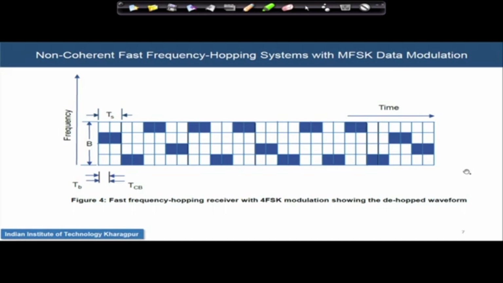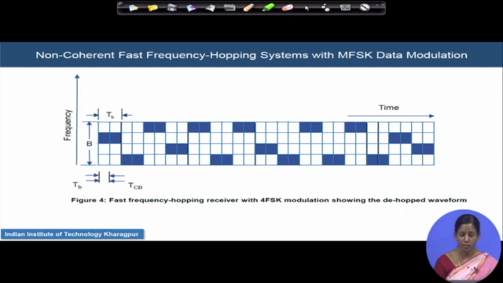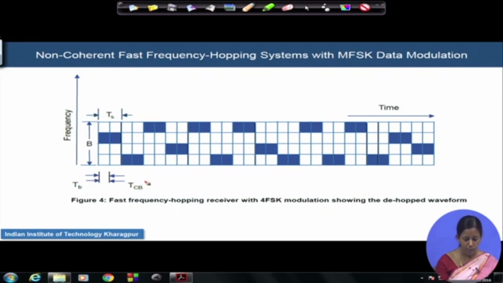Next, there will be a non-coherent fast frequency hopping system with MFSK data modulation on the receiver side. On the receiver side, we will be demodulating it. See, this is the frequency axis and this is the time, and we have the bit duration, which is equivalent to my TCB also. As we have understood, the incoming bit duration TB will be equal to the TCB if there is no coding involved.